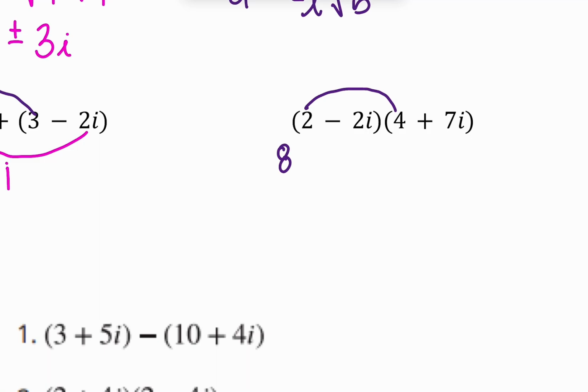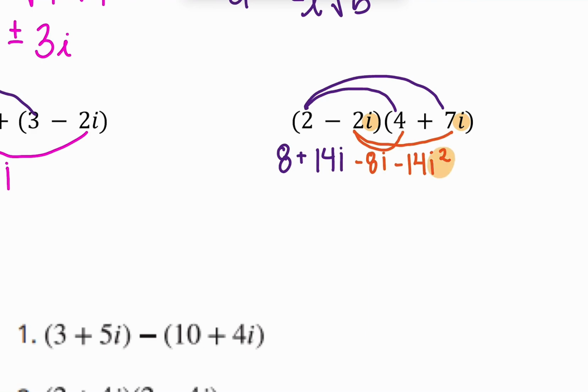So 2 times 4 is 8, and then you're going to do 2 times 7i. So when you're multiplying, you can multiply not like terms because you're just multiplying by that amount. So 2 times 7i is going to be 14i. And then -2i times 4 will be -8i. And -2i times 7i will be a -14i squared. So when you're multiplying an i times an i, that gives you an i squared.